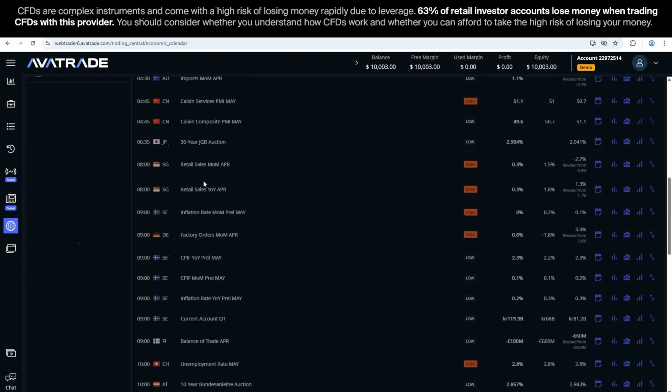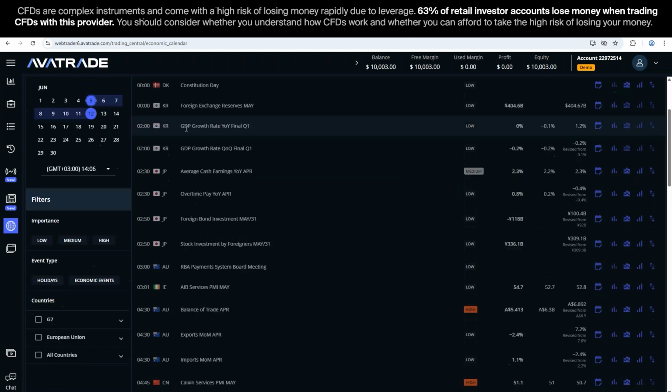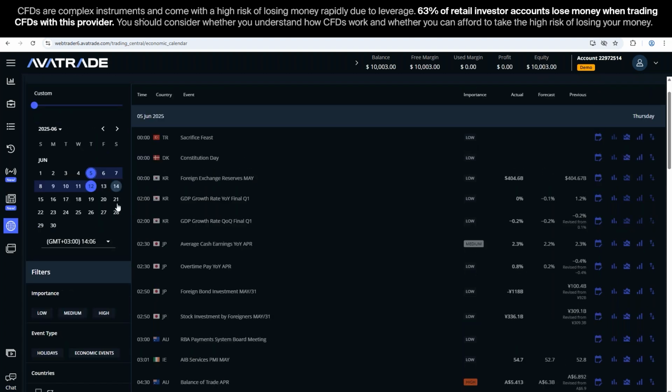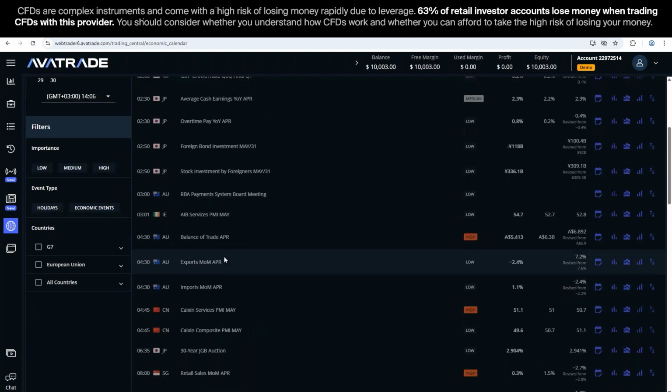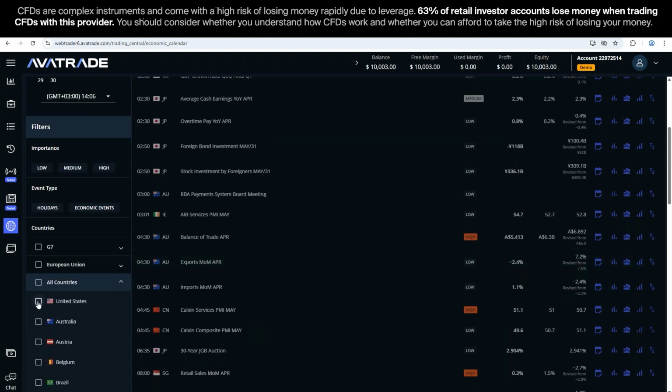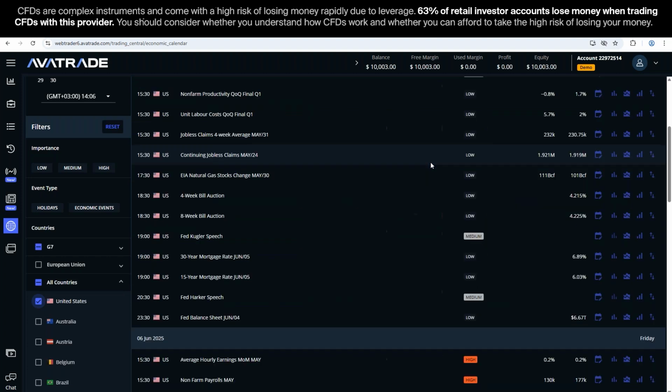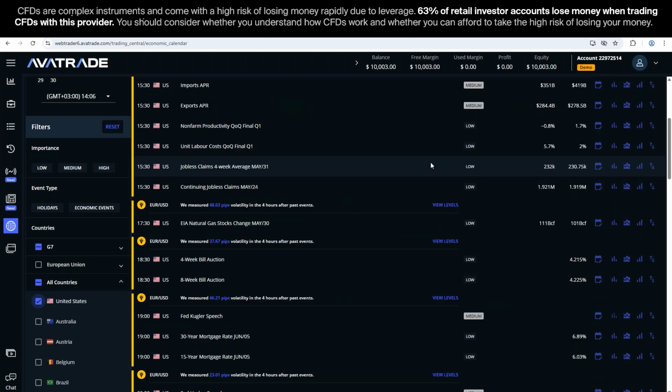Let's pick an event. Tomorrow we're going to have the non-farm payroll, and the non-farm payroll is more relevant for the U.S. currency, for the U.S. dollar. And to filter out from all of those things, we see here a long list, right? To filter from all of this, we want to focus only on the dollar. What we're going to do is click here on the arrow and then click on United States. And now only United States events are displayed.